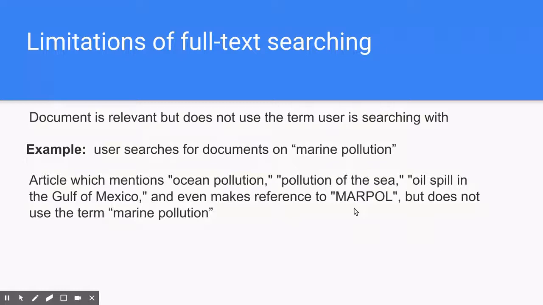But you should also know that there are limits to what you can search with full text. A lot of times you'll see that there are relevant documents that just don't seem to match your search terms at all. I give an example here.